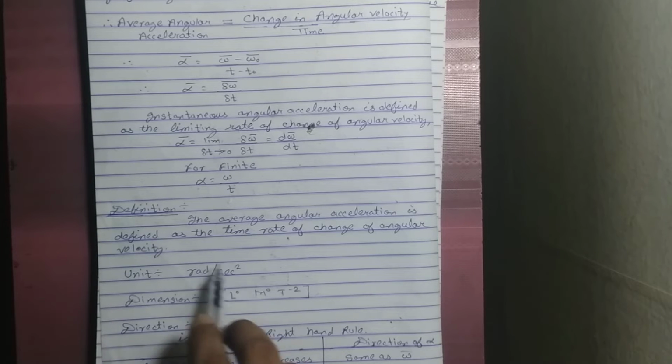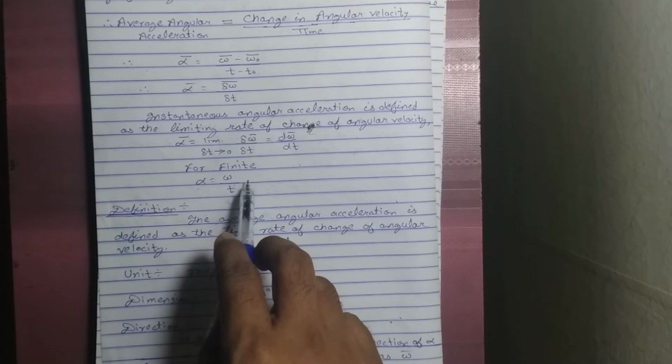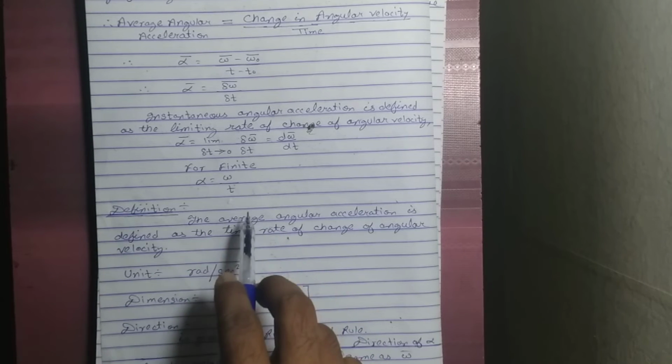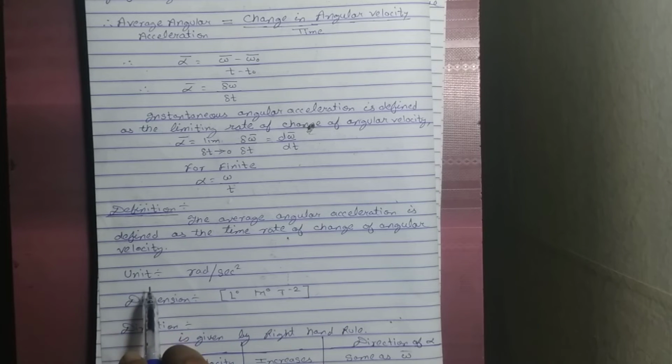Students, let us study the unit of angular acceleration. The unit of omega is radian per second, and there is one more time quantity over there. So the final answer is radian per second square. What is the unit of angular acceleration? Radian per second square. Similarly, we will write the dimension. There is no length parameter and no mass parameter, only time. So L to the power 0, M to the power 0, T to the power minus 2 is the dimension.